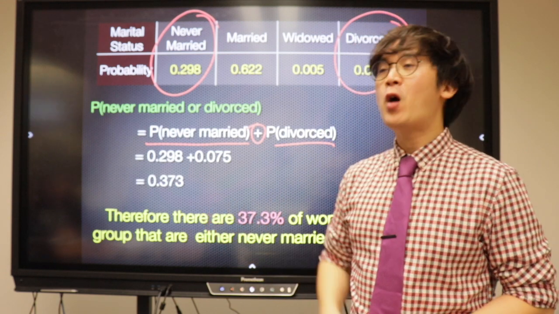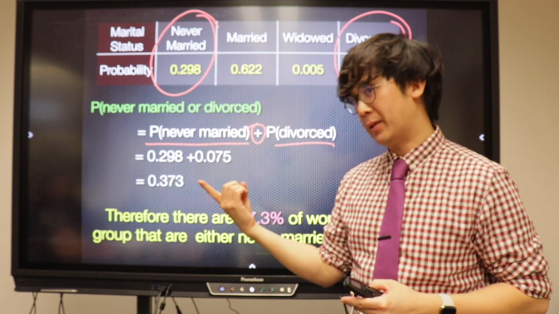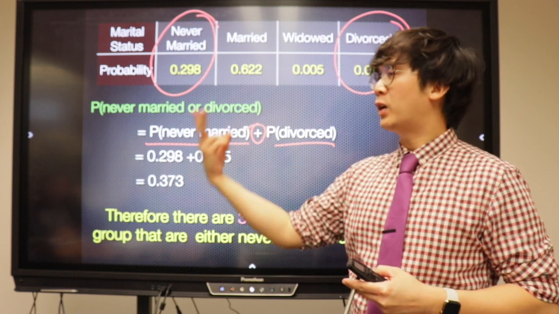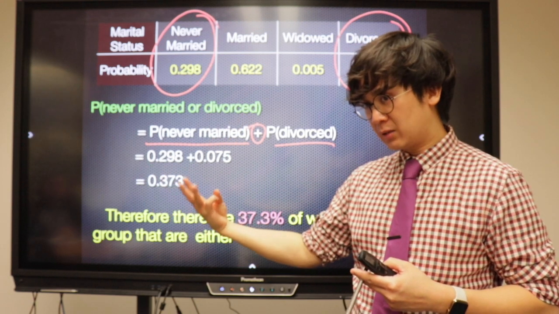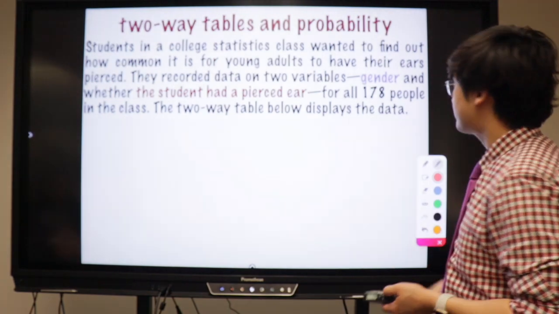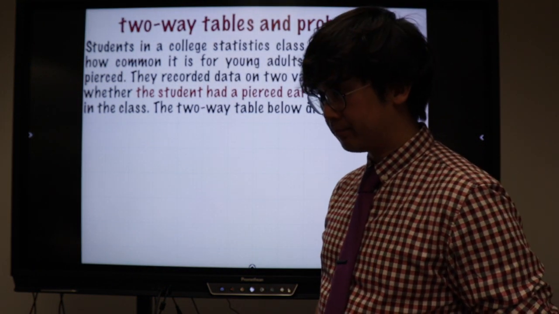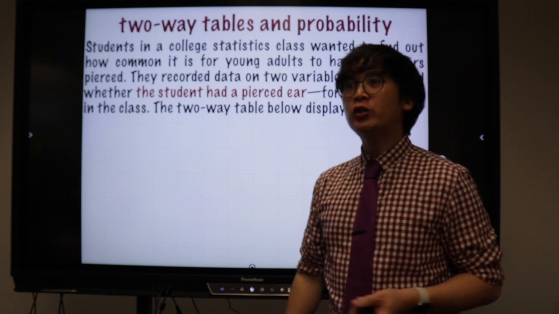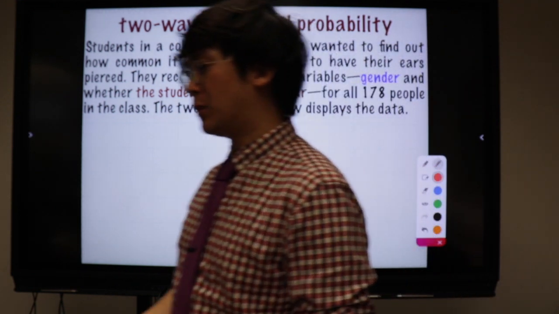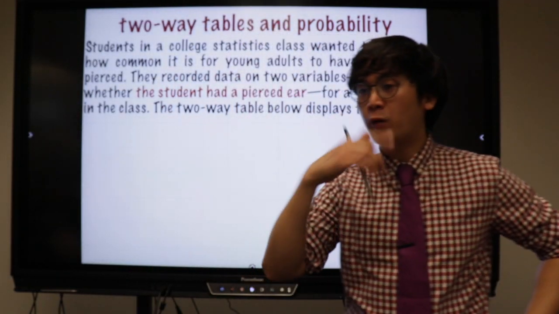Got it? Okay, recap. So far, we did classical or theoretical probability. We did one-way tables. We did independent and dependent events. Now, we're working on two-way tables. How do you construct a two-way table? A two-way table needs to have two variables. For example, let's create a two-way table right now.